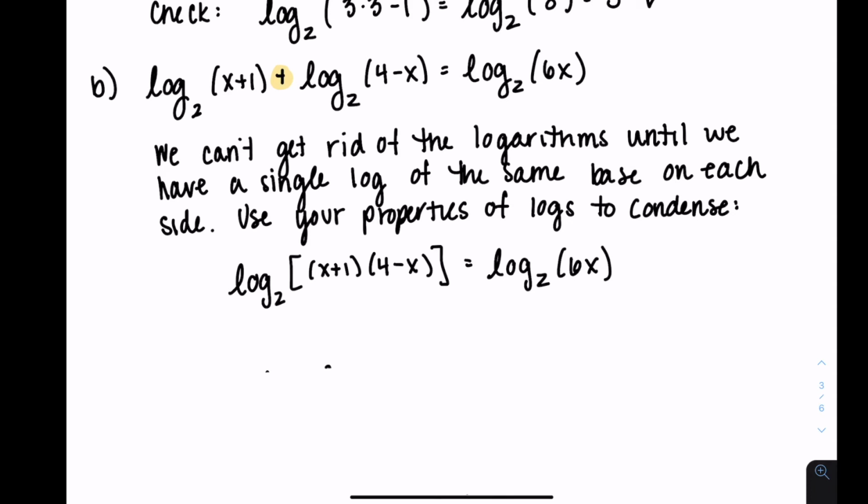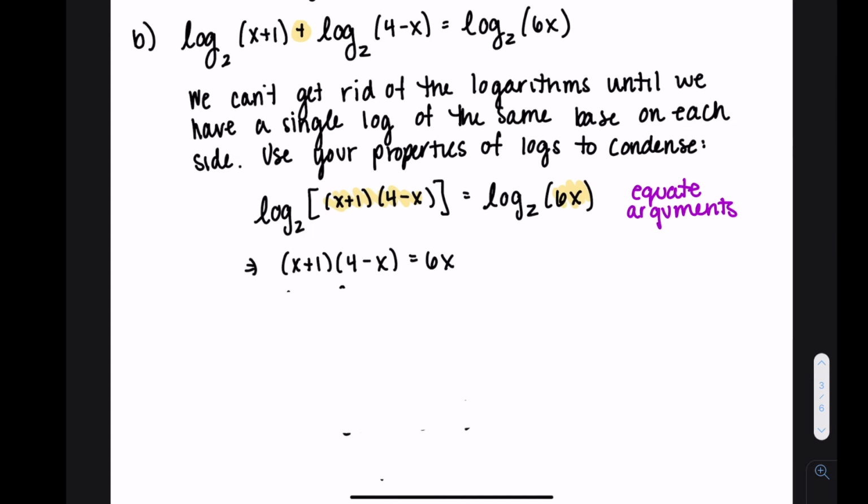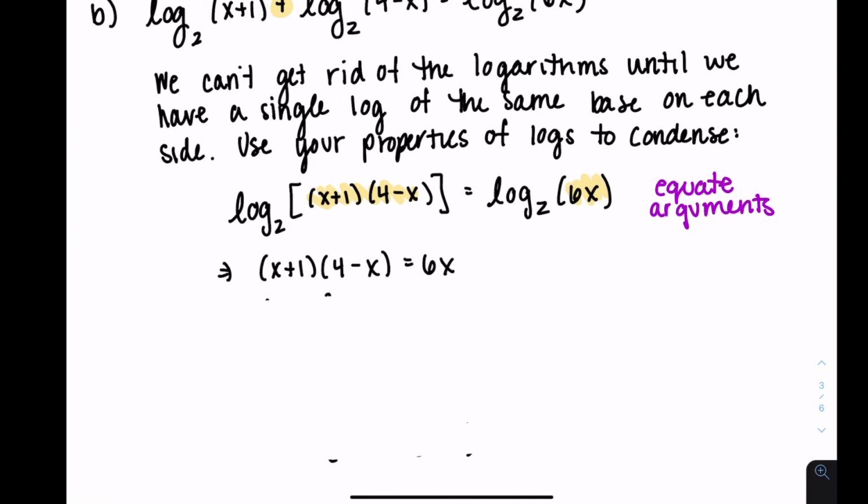But just like with exponentials, where if I've got e to the something and e to the something on the other side, the exponents have to be the same, likewise here. I've got log base 2 of this thing equals log base 2 of 6x. Those things better be equal for this to be equal. So really we get x plus 1 times 4 minus x needs to equal 6x. So we need to go ahead and solve for x. So let's go ahead and expand that out, simplify and condense.